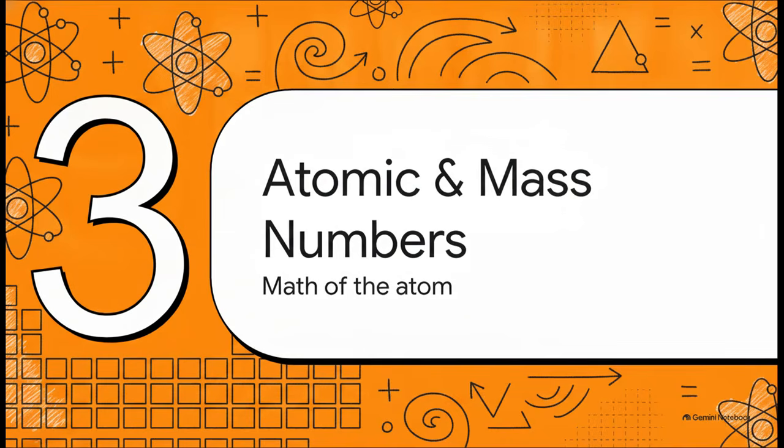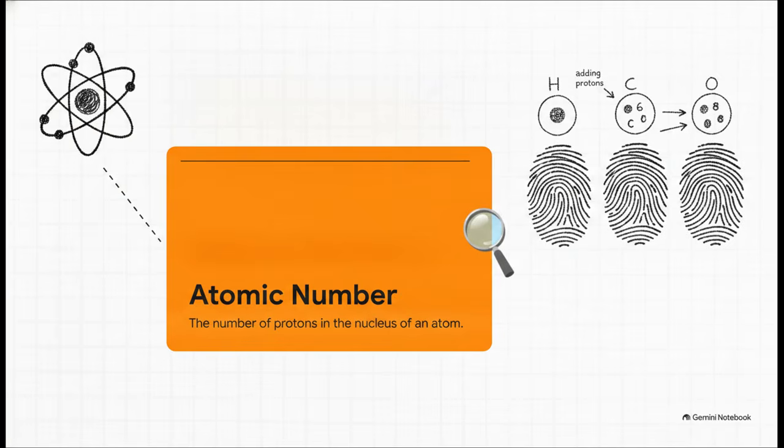Part 3, atomic and mass numbers. This is where we get into the mathematical rules of the atom. Now that we know the characters, how do scientists actually categorize them? Well, the absolute crucial point is this. The atomic number is simply the number of protons in the nucleus. Why does that matter so much? Because the number of protons is the ultimate identity maker for an element. It's literally an atom's fingerprint.